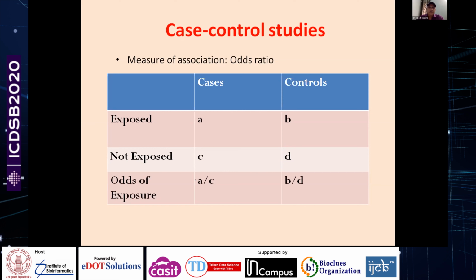Out of this, A plus C, how many total? Total is A divided by C. So that is the odds of the exposure. Similarly, odds for control, B upon D. And if you want to compute the odds ratio, this is nothing but the cross product of A and D divided by B and C. So you can easily compute the odds ratio for any 2 by 2 table.